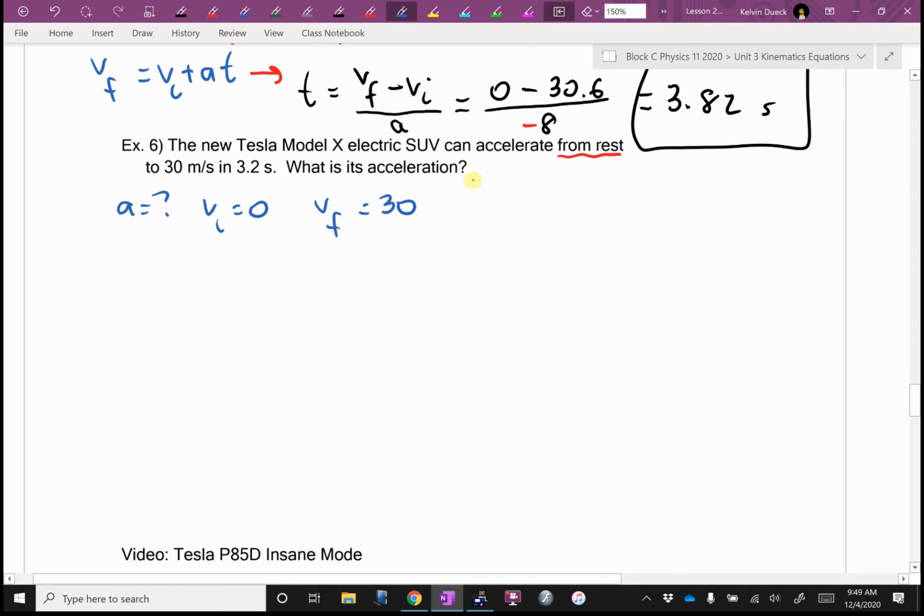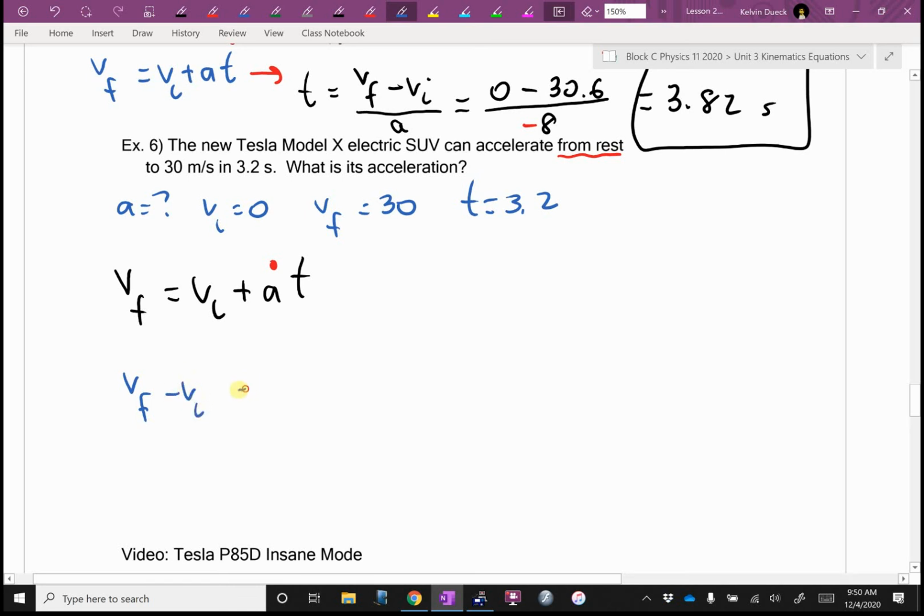Okay? T equals 3.2. So the equation I would start with, Naomi, is this one: VF equals VI plus AT, the one that I gave you on your formula sheet. Third line down, equation number 1, first one. I want to get the A by itself. What's going to drop down like a domino? Ka-thunk. Then what? Minus the VI over.